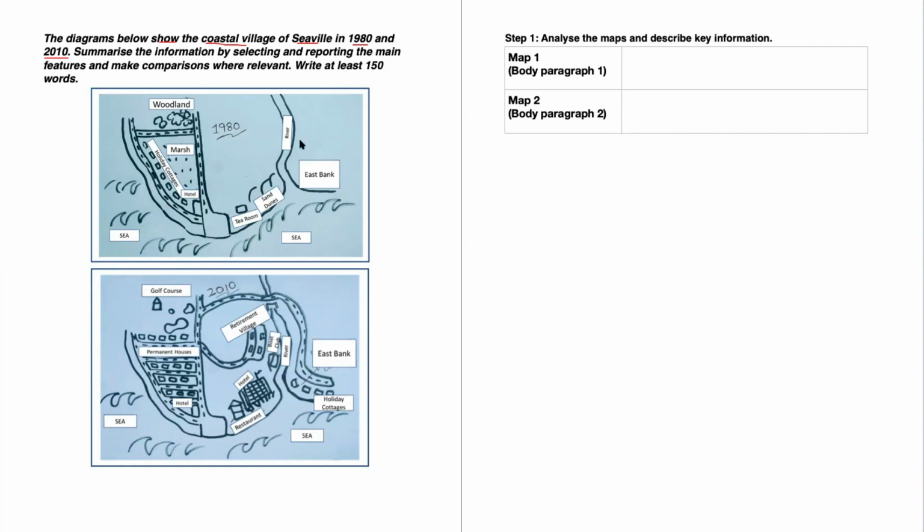So I'm first going to focus on the differences and the key features from each map. So let's look at map 1 together. I'm going to make some notes here on the right-hand side. And basically, it looks like Seaville was quite tiny. We see a holiday cottage area and a hotel. So it seems like tourists were able to stay in this holiday area. I'll put holiday and hotel.